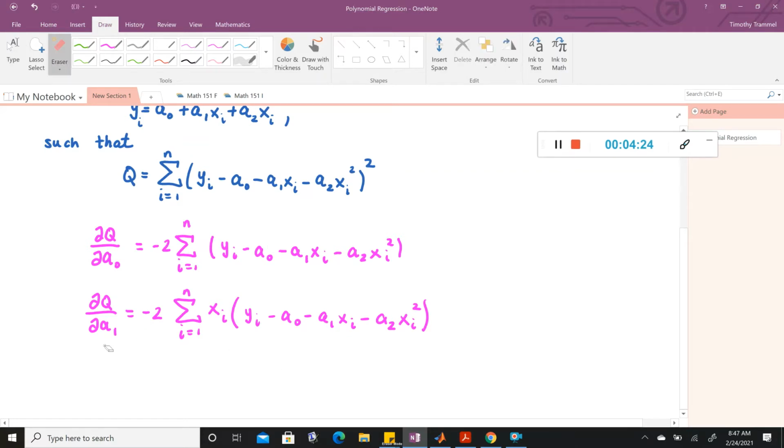And let's take one more partial. Okay. Our partial of Q with respect to a2. Okay. And once again, a 2 will come down, a negative will come out, so I'll have minus 2 times the sum of i equals 1 to n. Okay. But this time the thing that was next to a2 is x sub i squared. So it's going to put an x sub i squared out front here, and then of course we'll have all the same stuff in here.